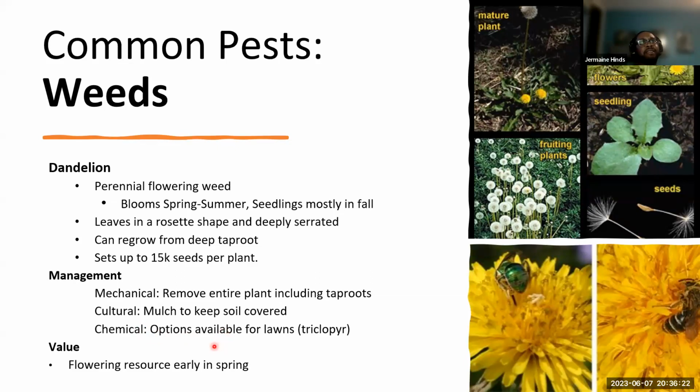But the dandelion does have value, right? Early in the spring, it's a flowering resource for pollinators. Remember I talked about, I believe DC and Maryland, at least PG and Howard County, has delayed mowing in the spring, so the pollinators can go ahead and get a little bit of a flowering resource or nectar resource in the spring before mowing later on in May. So it's kind of recognizing the value of some of those weedy species and what they do for beneficial insects.